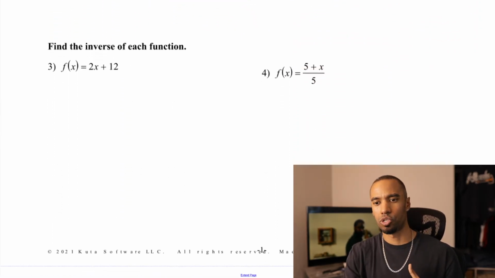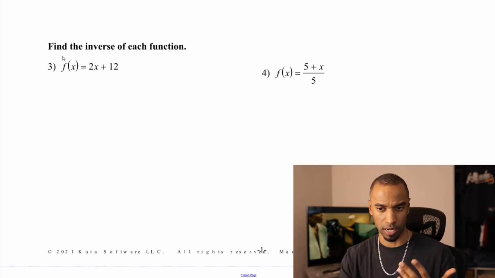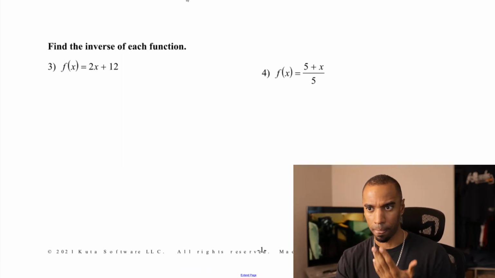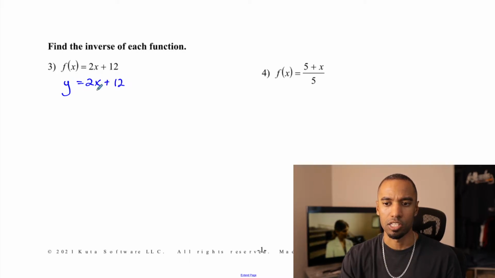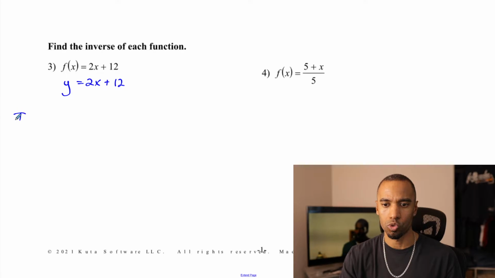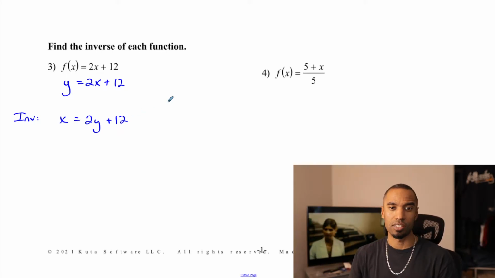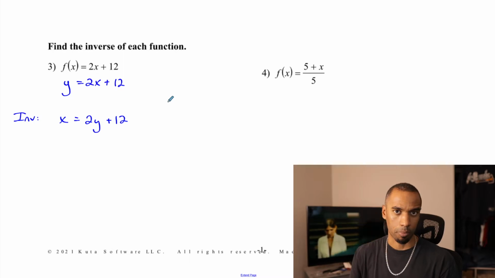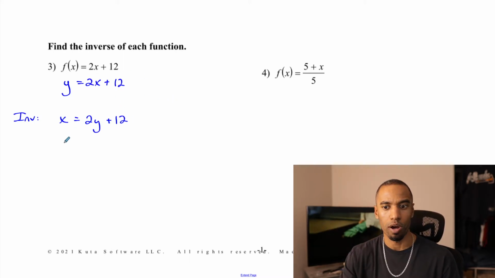Okay, let's go down to numbers 3 and 4. Find the inverse of each function. Same thing as before, only now it's an f here, and this time we're not graphing. So I'm going to change f of x to a y, just for my own sake. Let's swap x and y. Once we swap, we're dealing with the inverse. I'm going to go and label that as inverse now. Swap x and y. And listen, the cool thing about inverses, guys, is you're applying inverse operations. What was a plus here, now we have to subtract, right? Subtract 12 from both sides.